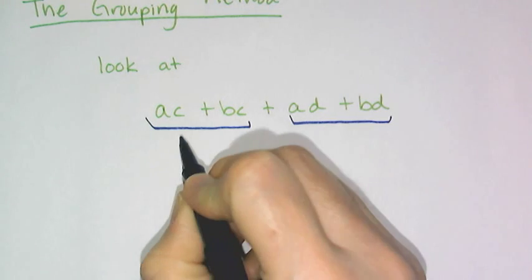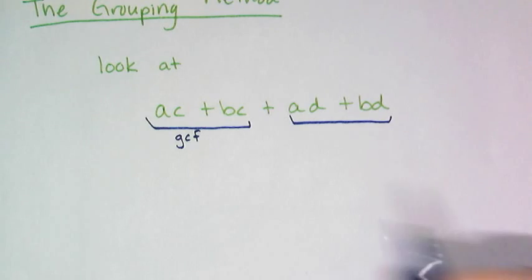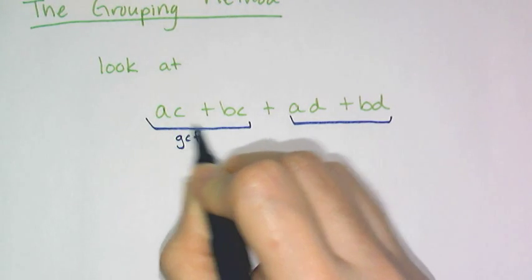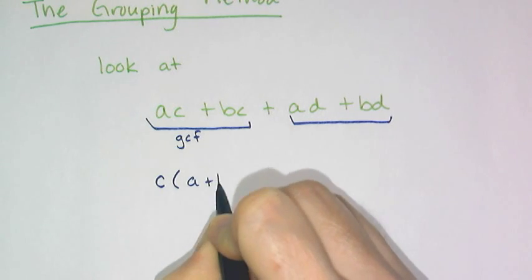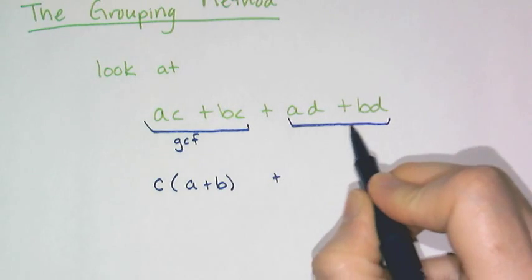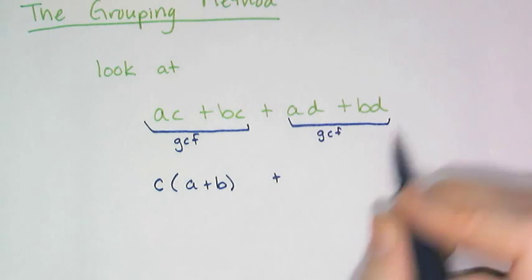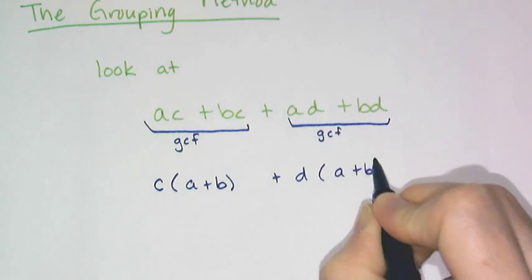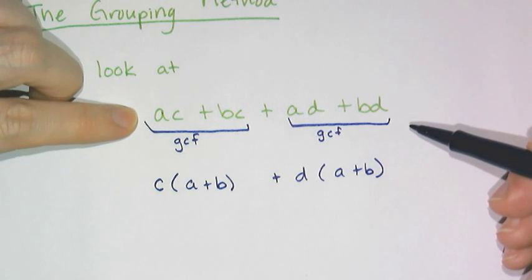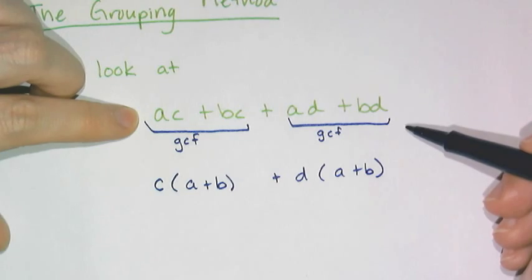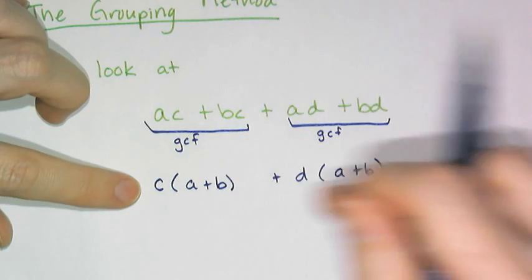So if I just look at this first group and I think about what its GCF is, well, the greatest common factor between AC and BC is C, and I'm left with A plus B. And then if I look at this group and I think about its GCF, well, its GCF is D, and what I'm left with is A plus B. Now this expression here is identical to that expression up there, the original one, but it's written differently. The pairs had their GCFs taken out.